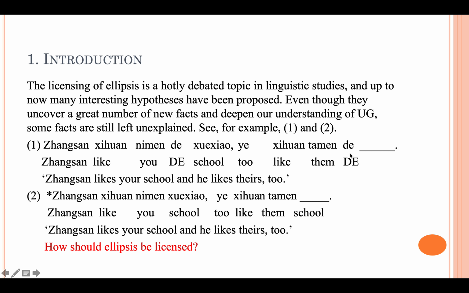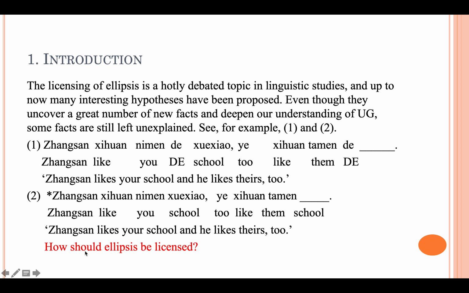In the literature, de is often analyzed as a head. So we can say if the head is overt, its complement can be elided. But if the head is covert or null, its complement cannot be elided. I think this kind of phenomenon cannot be explained by the existing proposals. Owing to time limitation, I will not have a review here.